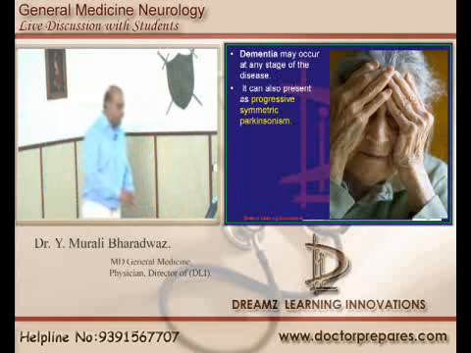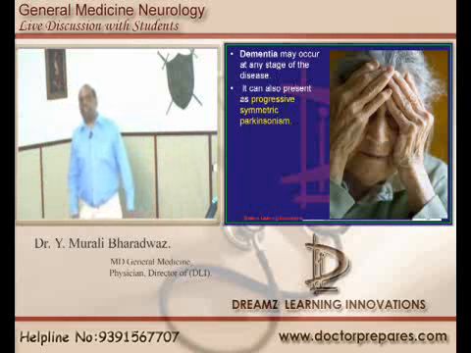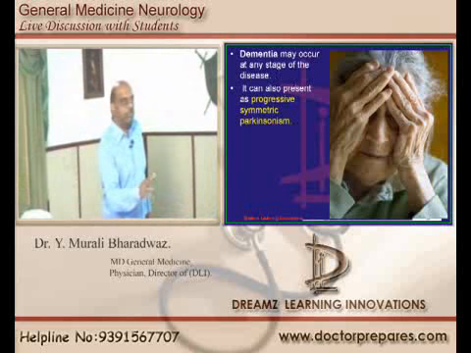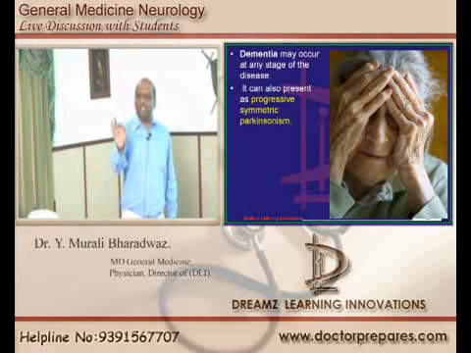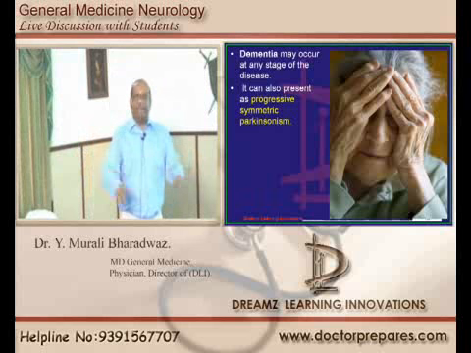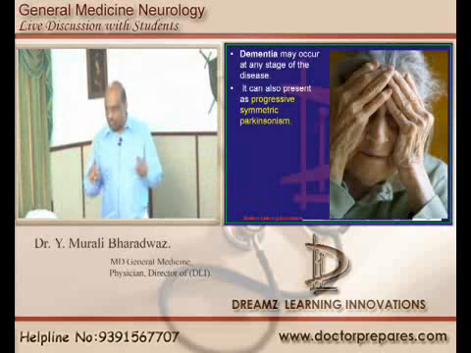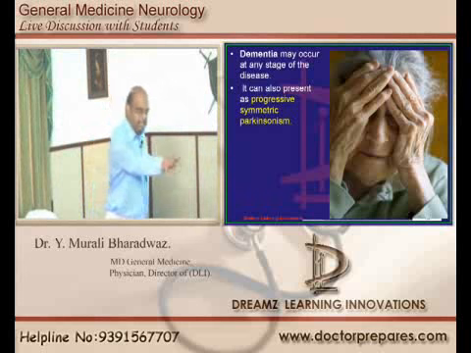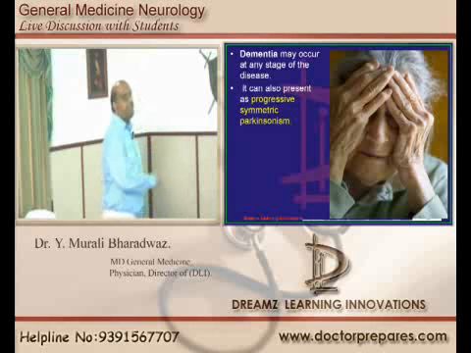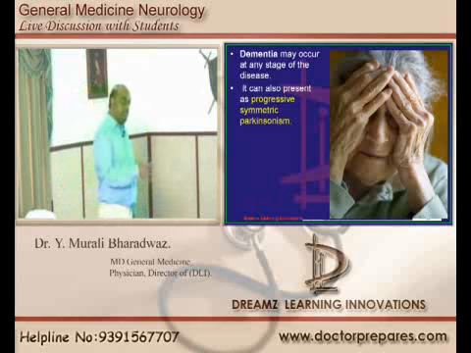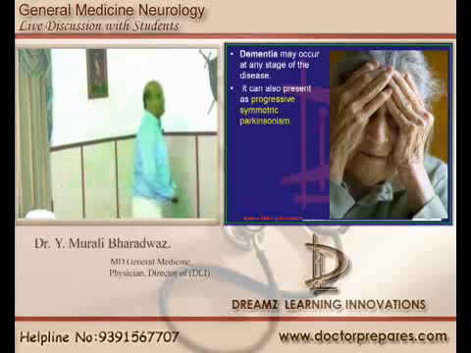Now what is one important feature about Parkinsonism? Typically the tremor which you see in Parkinsonism is always an asymmetrical tremor. If at all it is symmetrical, it is not Parkinsonism. That's the most important rule which needs to be remembered. Tremor is typically asymmetrical. But people who have corticobasal degeneration can present with symmetrical tremor of Parkinsonism.